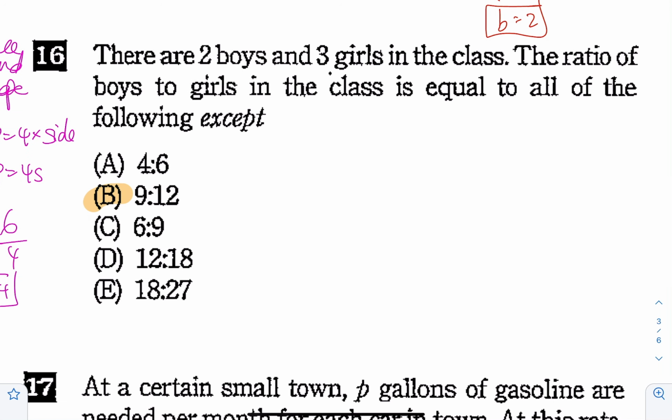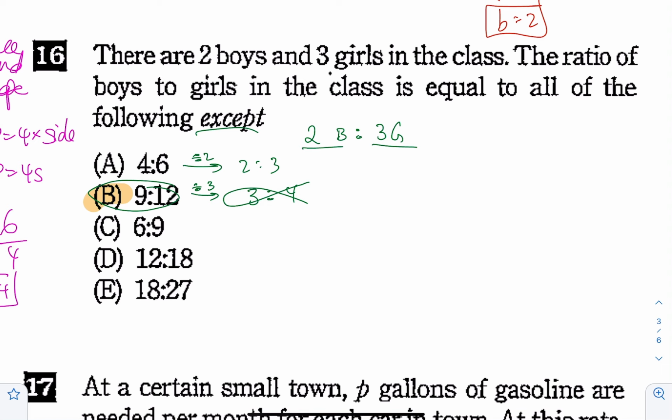Next, for number 16, there are 2 boys and 3 girls in the class. The ratio of boys to girls in this class is equal to all the following except. So here you have 2 boys to 3 girls in a class, and then you want boys to girls. It has to be in a ratio of 2 to 3. So if you have 4 to 6, if you divide by 2, you get 2 to 3. For B, if you simplify this ratio, if you divide by 3, which is the common factor, you get 3 to 4, which is wrong. So the answer is probably B. So we're going to want that one, the exception.